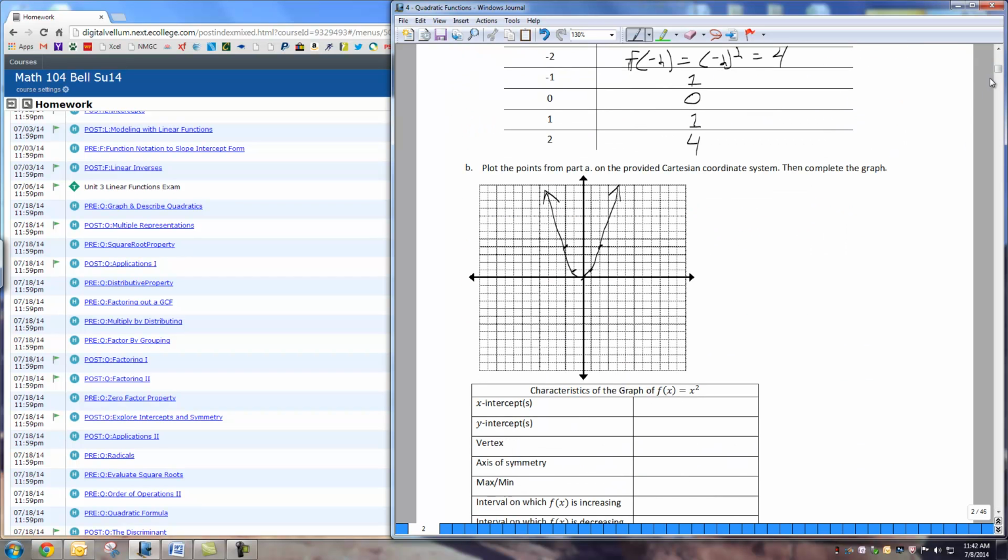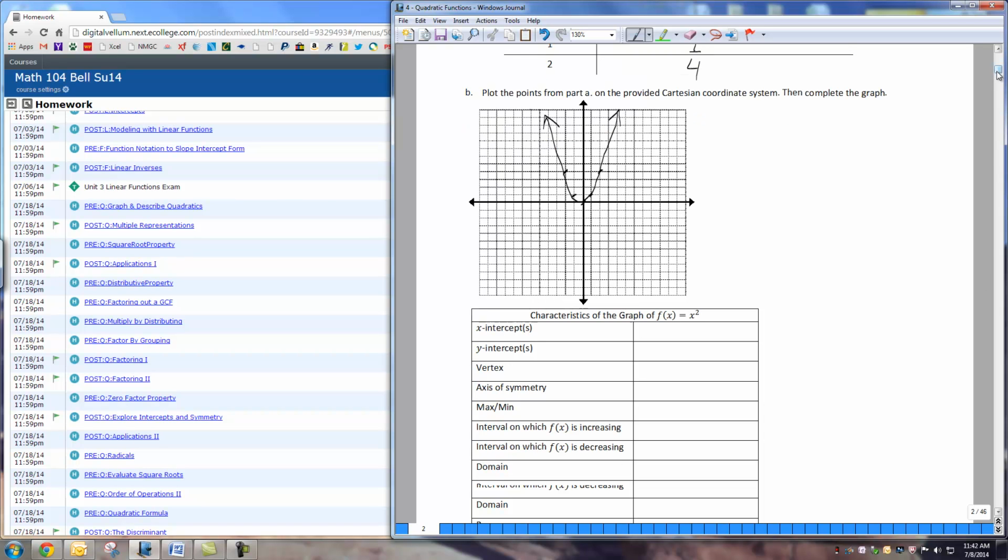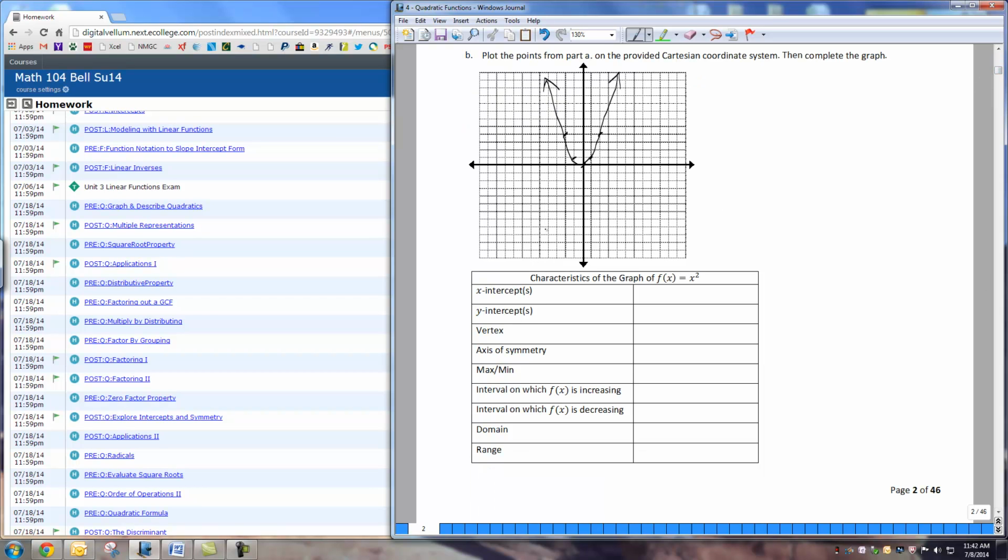All other graphs of quadratics are some form of this parent function, whether they get shifted up, shifted down, shifted to the right, shifted to the left, flipped over, or so on. Now let's answer these characteristic questions. The x-intercept, there's only one. It's right here at the point 0, 0. That is actually where the y-intercept occurs as well, because when x equals 0, y equals 0.